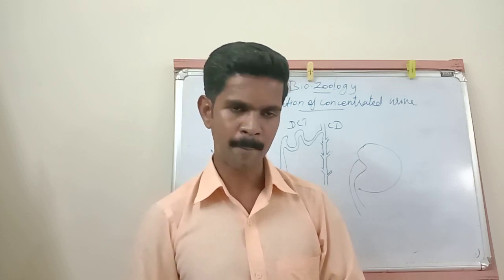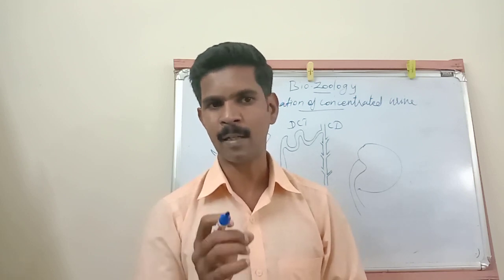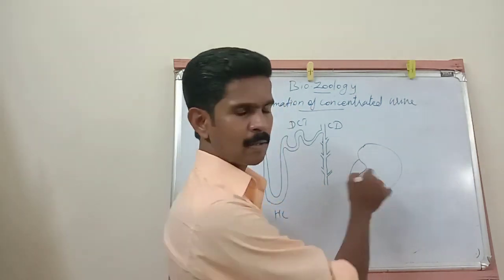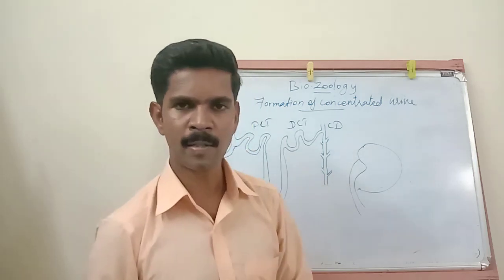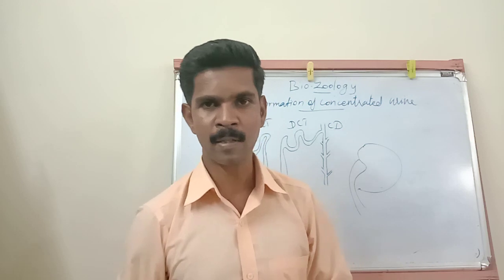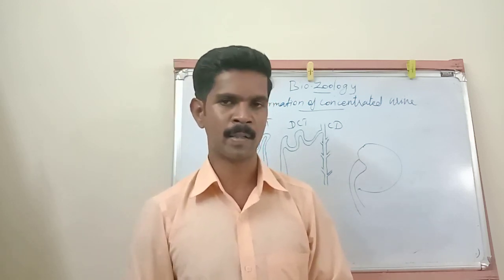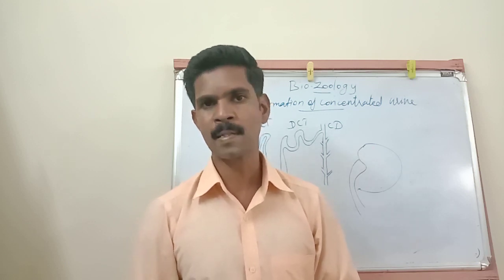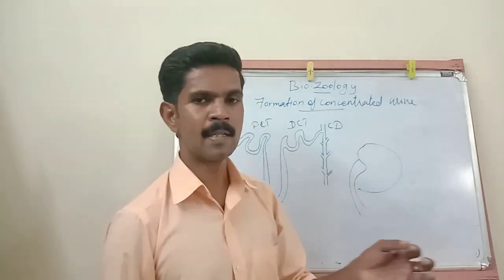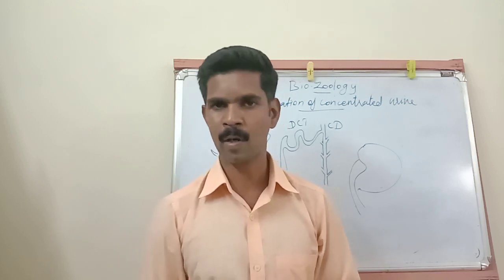Normally in the cortex region of the kidney, the osmolarity is very low. This region is called the cortex region and this region is called the medulla. In the cortex region the osmolarity is very low, and in the medulla region the osmolarity is very high. Here osmolarity means the concentration of solute present in a solution of water. Hope you have understood all these points.